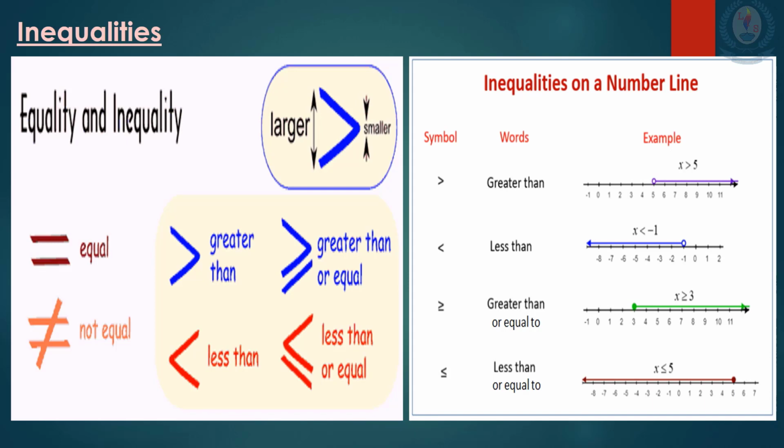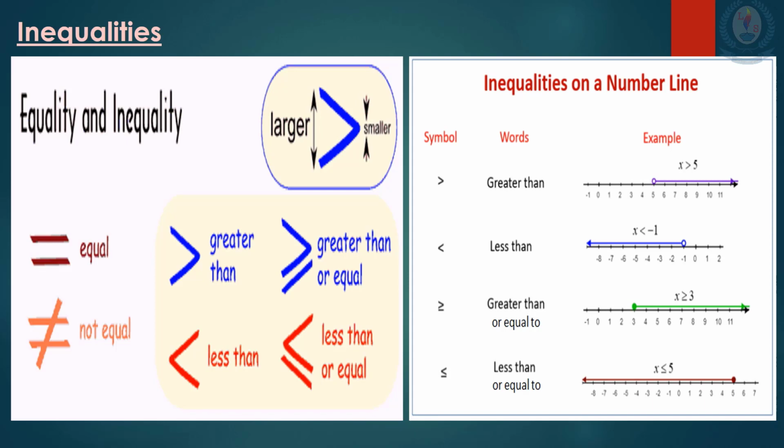Here you can see how we show equal, greater than or equal, not equal, less than or equal. Now, inequalities on a number line. First one: this inequality is true when x stands for any number that is greater than 5.